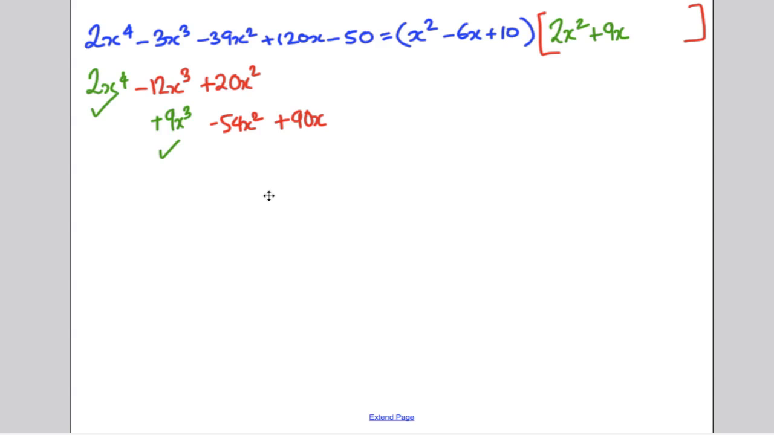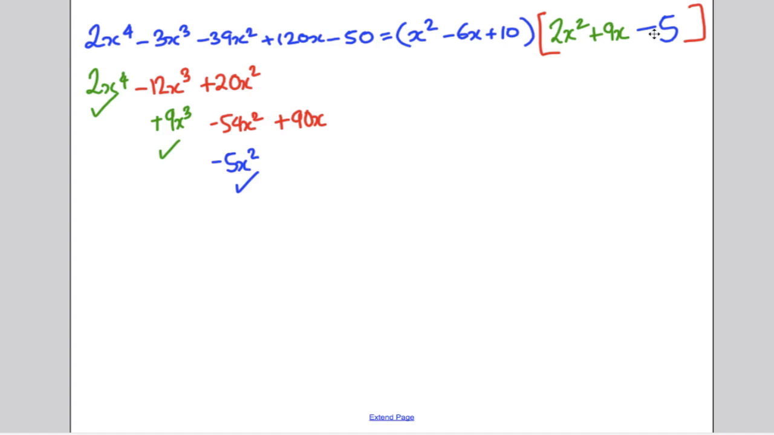Okay? Now, currently, I've created for myself a negative 34x squared, these two combined. I don't want negative 34x squared. I want negative 39x squared. So I'm going to have to subtract another 5x squared. What needs to go here to multiply by this to give me the negative 5x squared? Well, negative 5 does. That gives me everything I need in that column to add up to negative 39x squared.